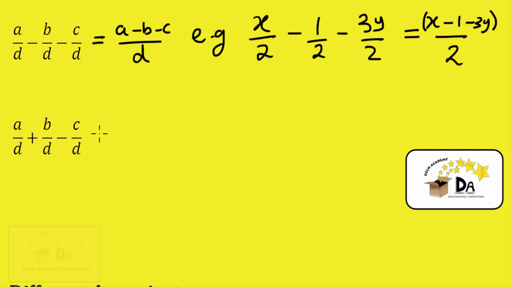Here's one more example. We have three fractions. They share the common denominator d. So the following operation gives rise to a fraction whose denominator is the same as the denominator of any of the original fractions, d, and the numerator of this resulting fraction is given by a plus b minus c.